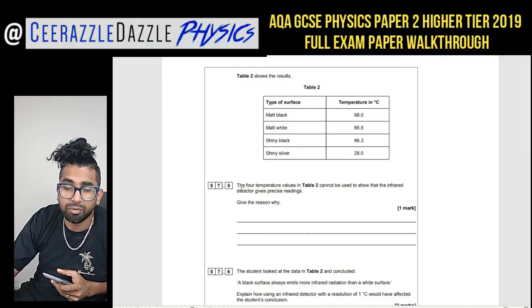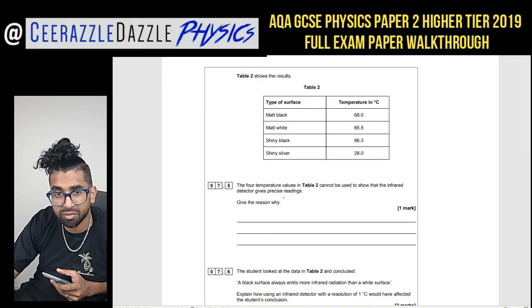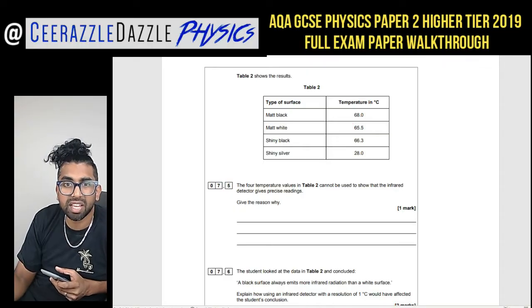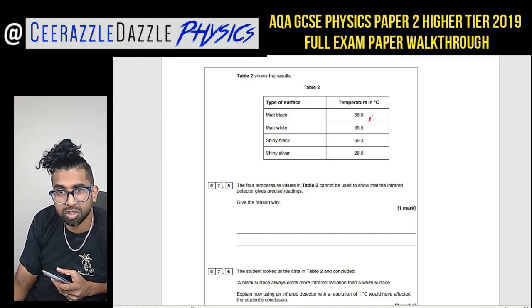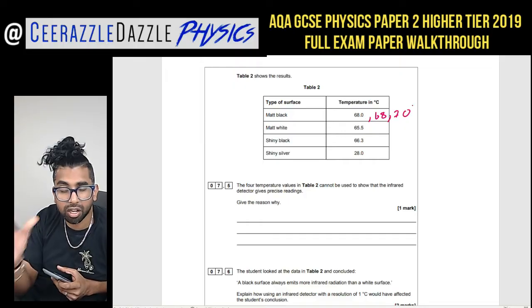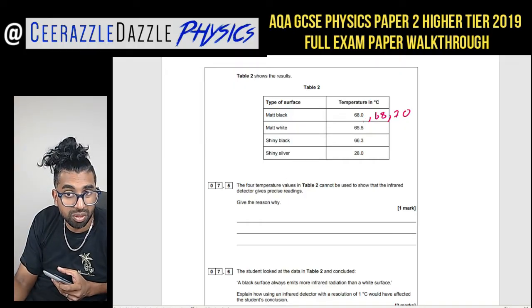7.5. The 4 temperature values in table 2 cannot be used to show that the infrared detector gives precise readings. Right, how would it not be precise readings? Well, don't forget, in order to show precise readings, you've got to have repeats of each measurement. So you're meant to take multiple repeats, and then check if they are close together or not. So that's the reason why.